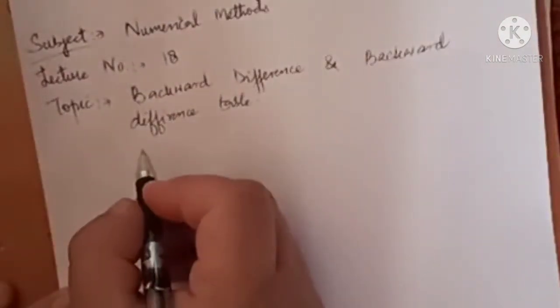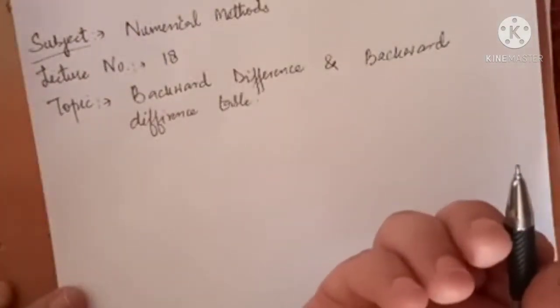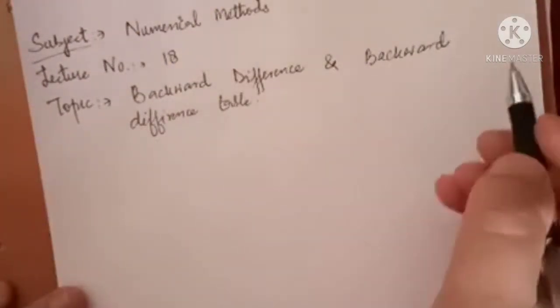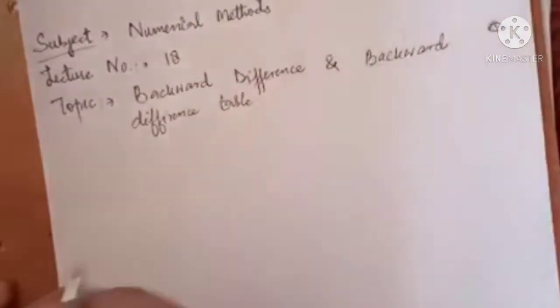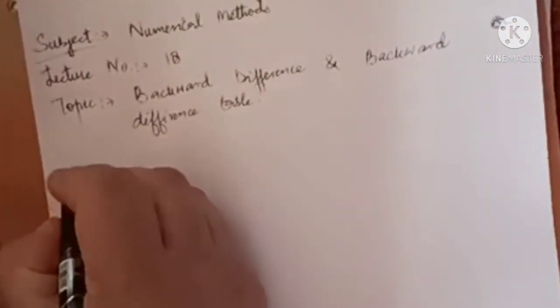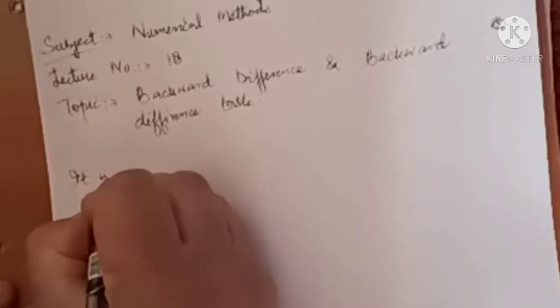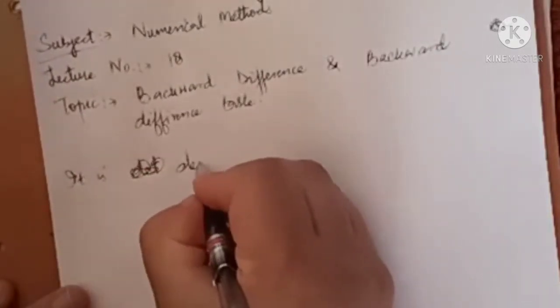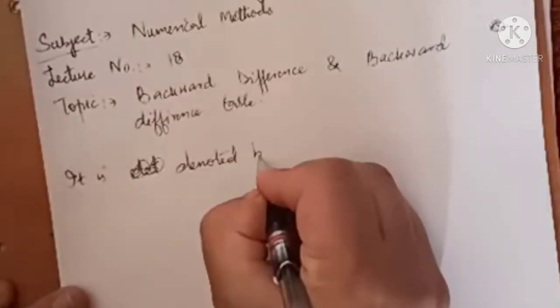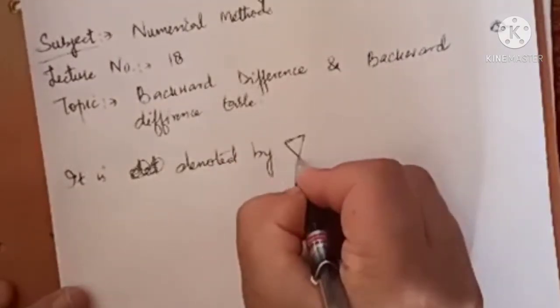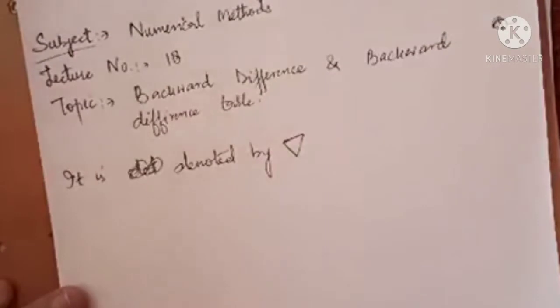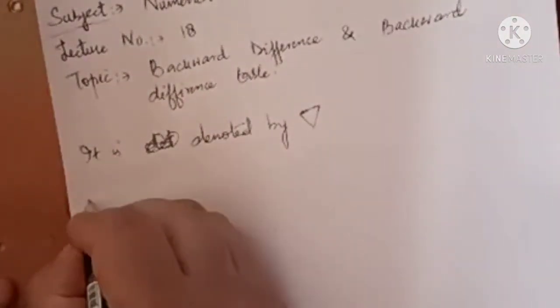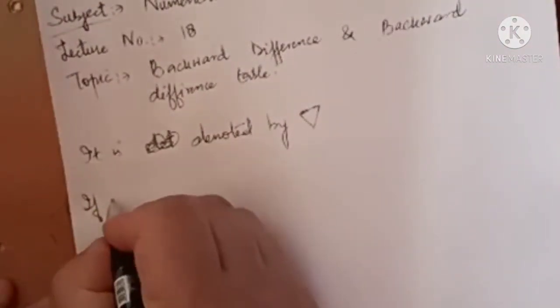As you saw in the forward differences, the operator which we use was the delta. For backward differences, it is basically denoted by the operator but in the reverse form. So it is the same with a little difference.